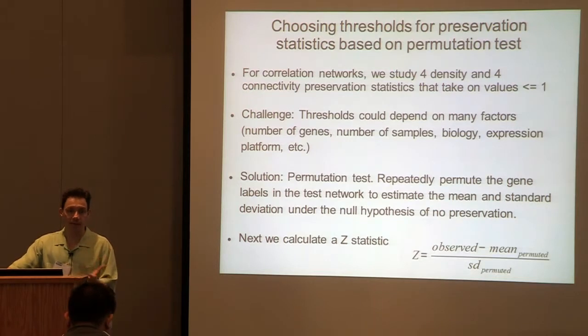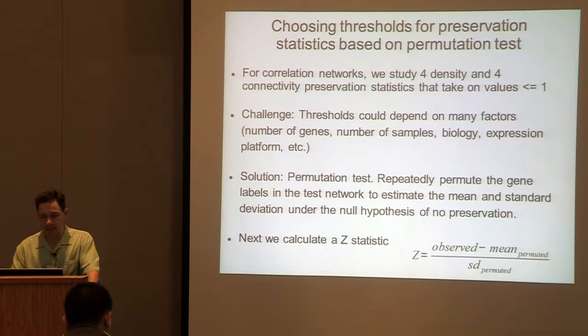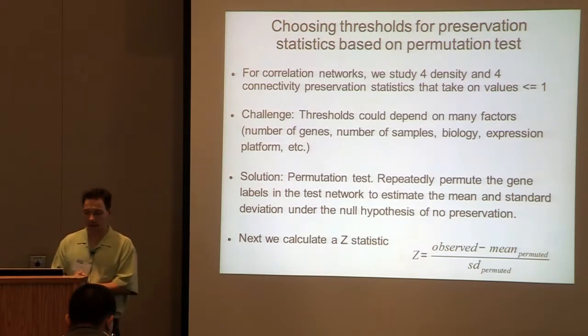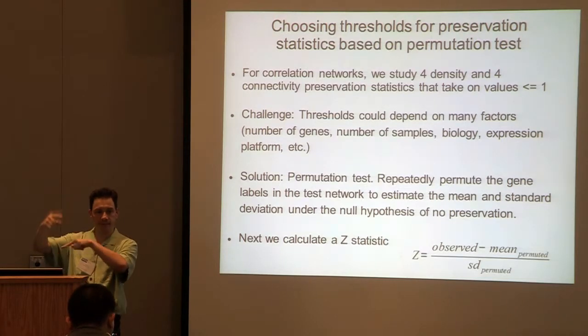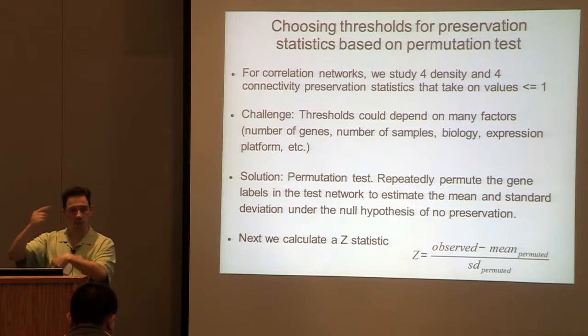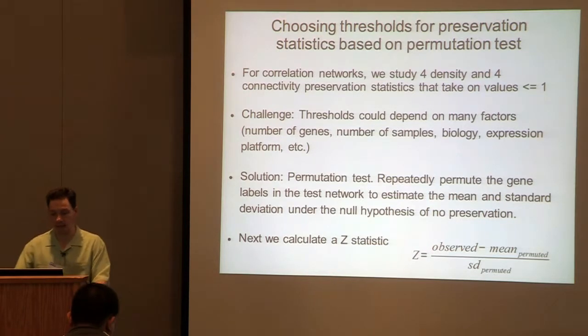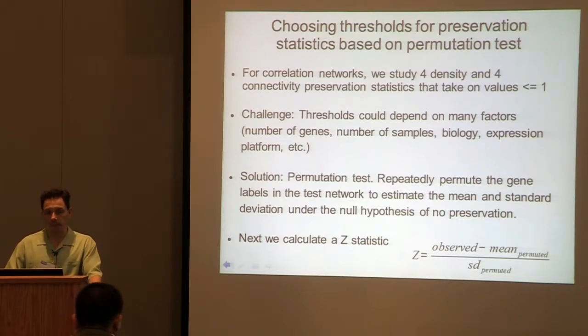Because we want to make a statement whether this module is significantly preserved or not, and to arrive at significant thresholds, we use an old trick, which is a permutation test analysis. It's a very trivial idea. If you have the gene labels in the test data, meaning, for example, the chimpanzee brains, you just randomly permute these gene labels in the chimpanzee data, and you calculate the module preservation statistics.